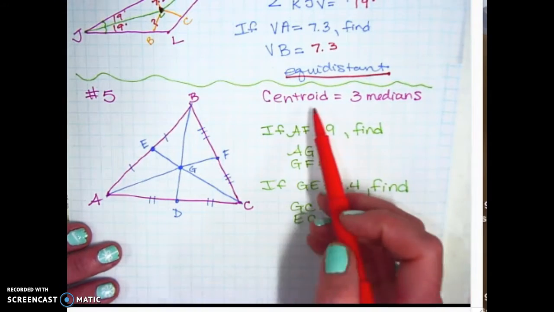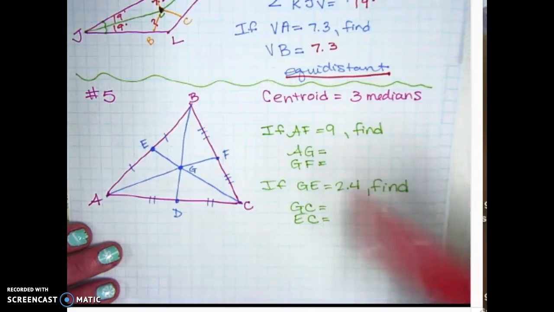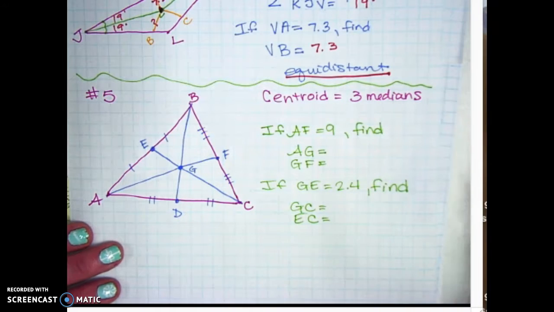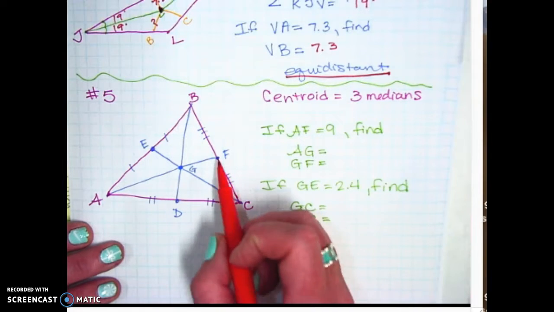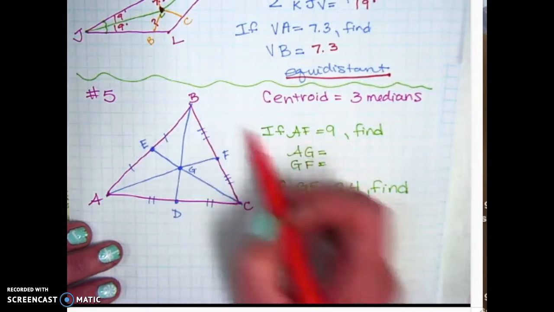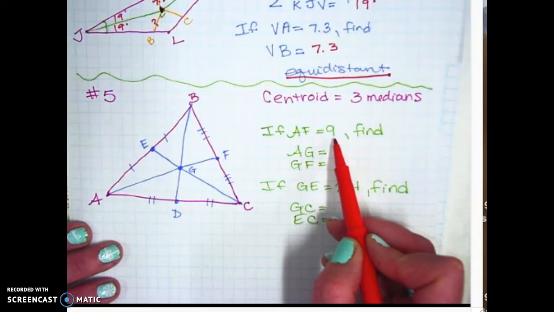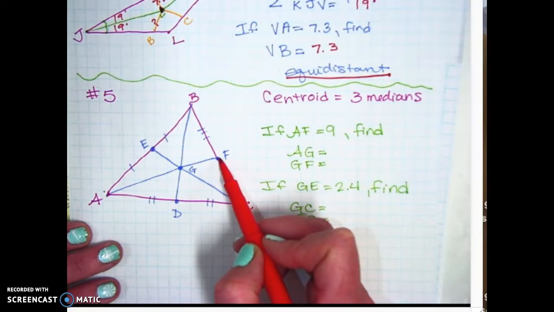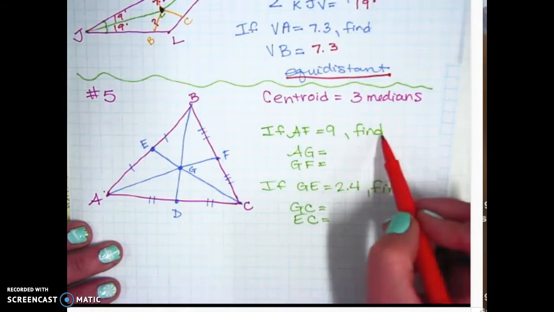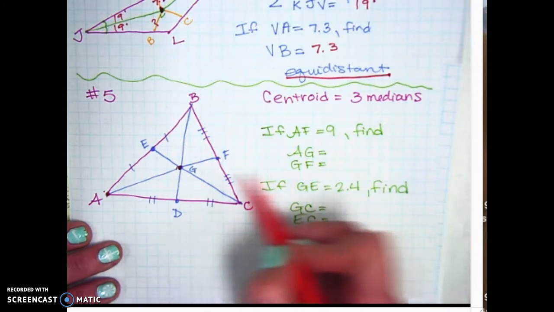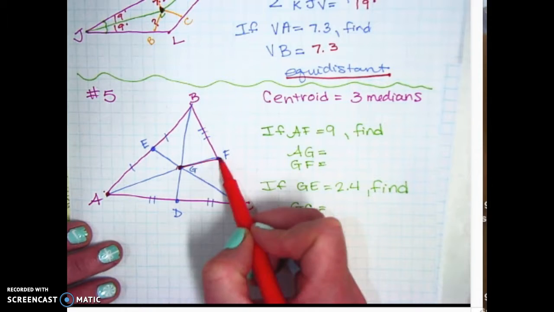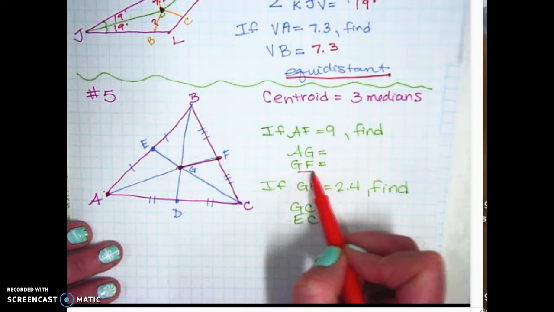Okay? Example number 5, so it shows a centroid. A centroid consists of 3 medians. If you're getting these confused, don't worry, just look at your chart. Okay? So the 3 medians go from the midpoint to the opposite vertex. So if AF equals 9, here's A, here's F, the whole thing is 9. Find what is the length of AG, so from here to here. And what is GF? I'm going to start with GF because that's easier.